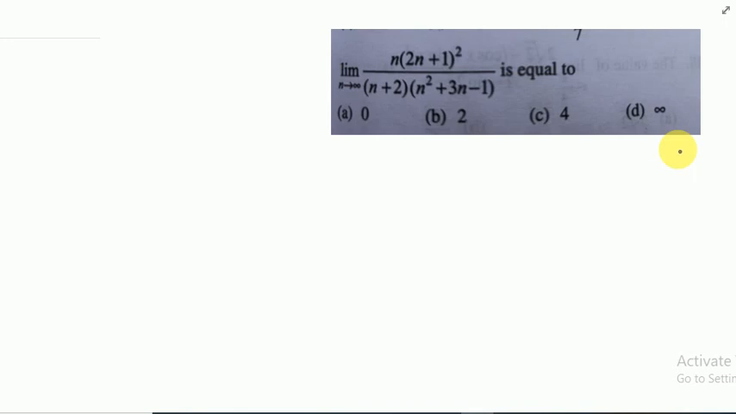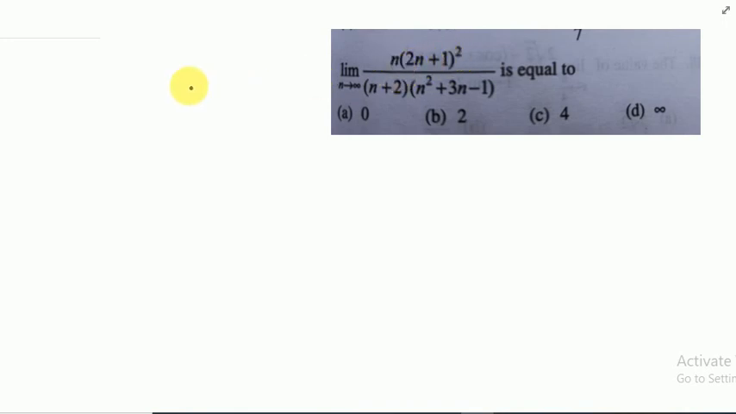So this is the limit of n into (2n plus 1) whole square divided by (n plus 2) into (n square plus 3n minus 1). Now can you tell me the degree of the numerator? The degree of the numerator, after simplification, since you have (2n plus 1) whole square, I will not write all these terms, I will only write (2n) whole square.